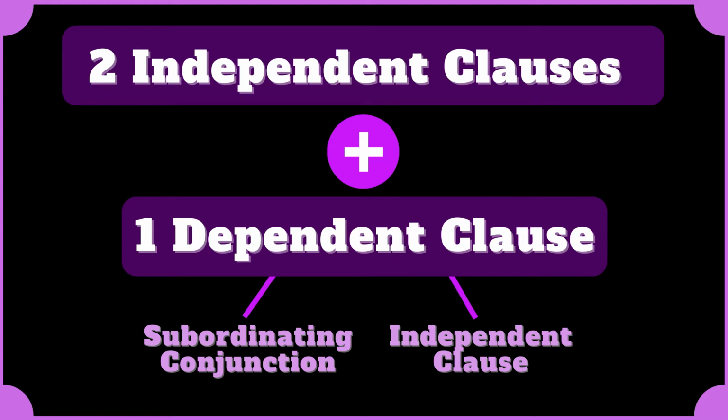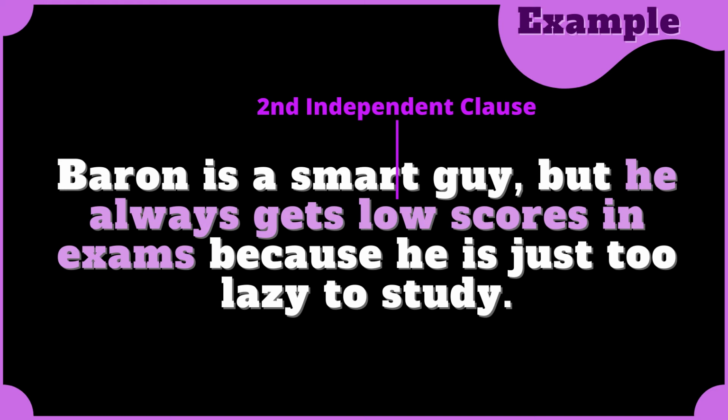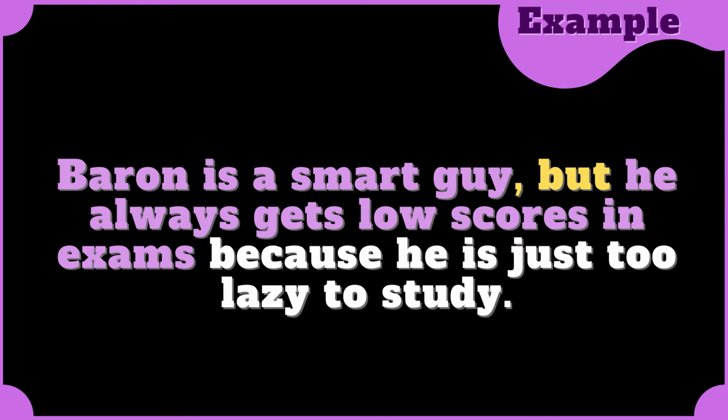Let us have an example. Baron is a smart guy, but he always gets low scores in exams because he is just too lazy to study. In this sentence, there are two independent clauses. The first one is Baron is a smart guy, while the second one is he always gets low scores in exams. These clauses are connected by a comma and a coordinating conjunction but. Then the remaining clause, because he is just too lazy to study, is considered dependent as it is headed by the subordinating conjunction because.